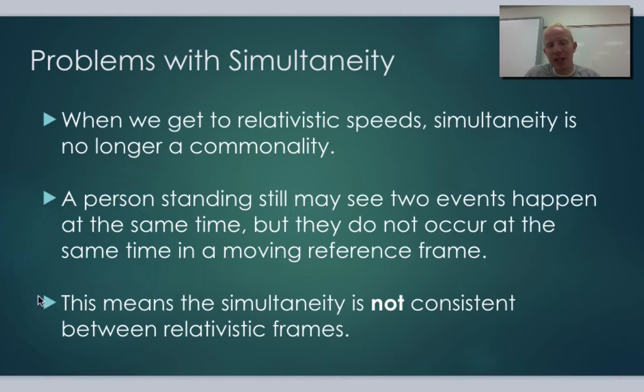So with all of that being said, the main point is to realize this means that simultaneity is not consistent between relativistic frames, okay? We can no longer say that events happen at the same time in special relativity, okay? It just doesn't make sense. They can happen at the same time in one reference frame, but they won't in a different reference frame, okay? So simultaneous events no longer apply, okay?